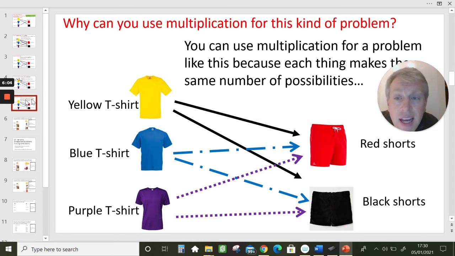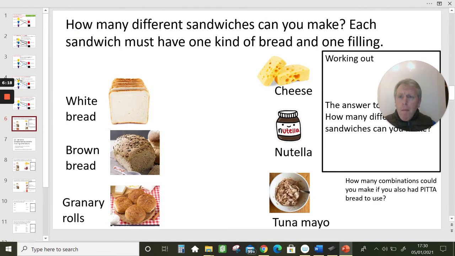Yes. We can use multiplication for a problem like this because each thing we start with is making the same number of connections, the same number of possible combinations. We'll do one more. Now imagine we work in a sandwich shop or a restaurant or a cafe. Well, how many different sandwiches can we make?